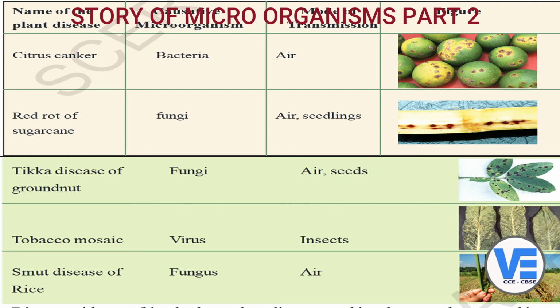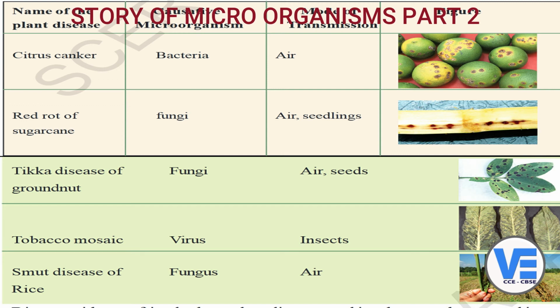The air and the seedlings, if they are infected, if the air carries this fungus, the sugarcane will become red inside, which is called red dot disease. You might have seen this disease in sugarcane. When you go and drink sugarcane juice, you can see a slight red color in the sugarcane, and that is nothing but the red dot disease, which is caused by the fungus. And the next disease is Tikka disease, which is caused in groundnuts.